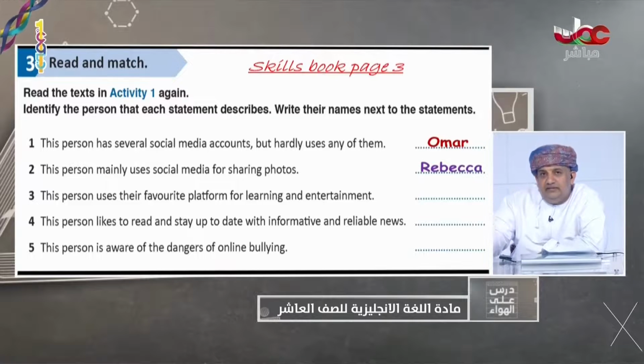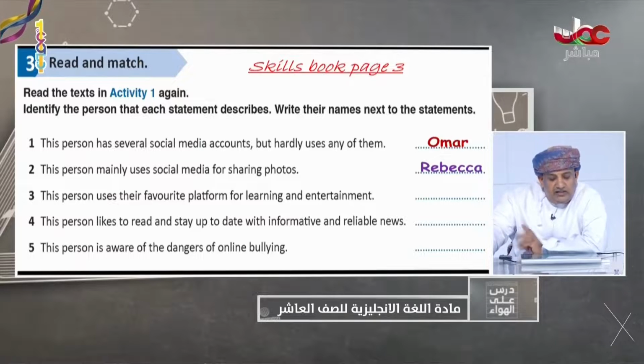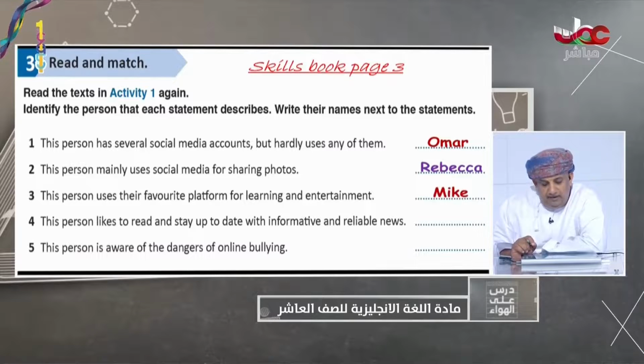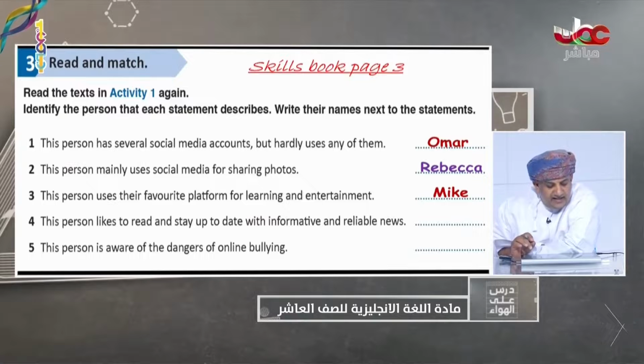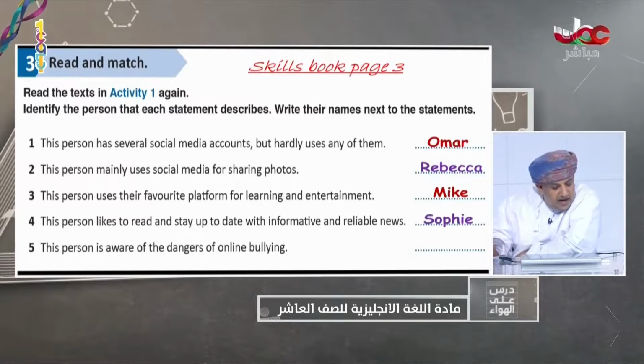Yes, Rabika. Okay, number 3, this person uses their favorite platform for learning and entertainment. Just for learning and entertainment. Yes, Mike. Number 4, this person likes to read and stay up to date with informative and reliable news. Who is it? Yes, Sophia. And the last one, this person is aware of the dangers of online bullying. Okay? Yes, Maryam.